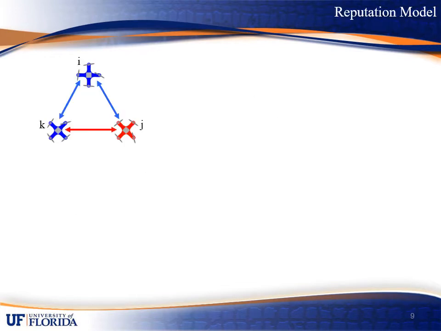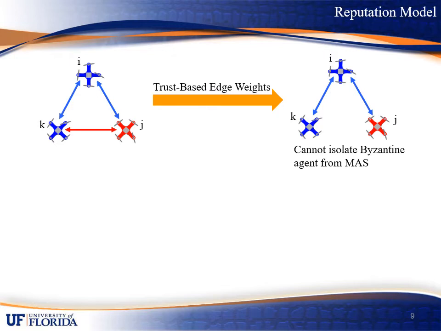While we could make the edge weights a function of trust, there are certain scenarios in which the trust model will not allow for the isolation of a Byzantine agent. For example, consider the scenario depicted here, where we have two cooperative agents depicted by blue quadcopters and one Byzantine agent depicted by a red quadcopter. Suppose agent j communicates false state information to neighbor k, and suppose agent j communicates true state information to agent i. Under the trust model, we would see something that looks like this, where agent j is not isolated from the cooperative multi-agent system, since agent i does not know about agent j's Byzantine status.